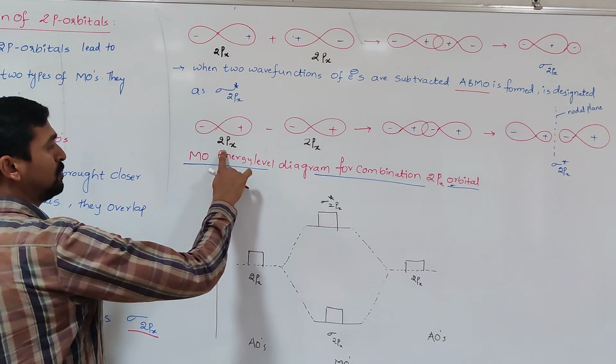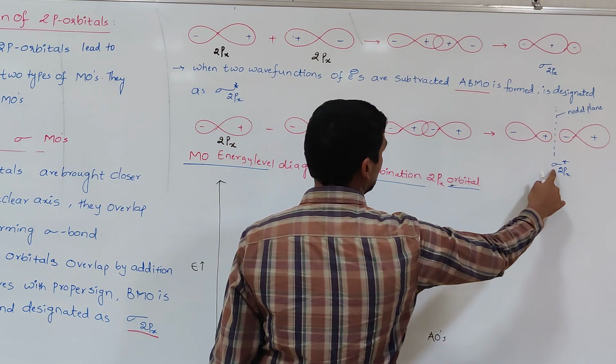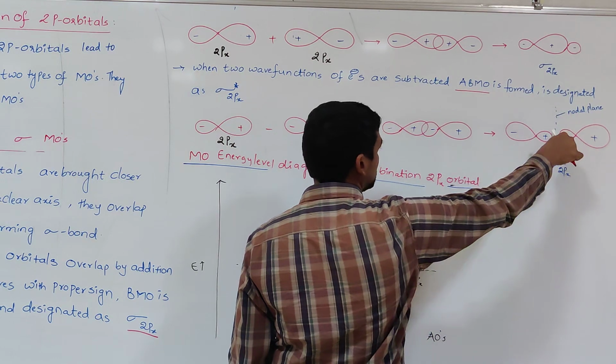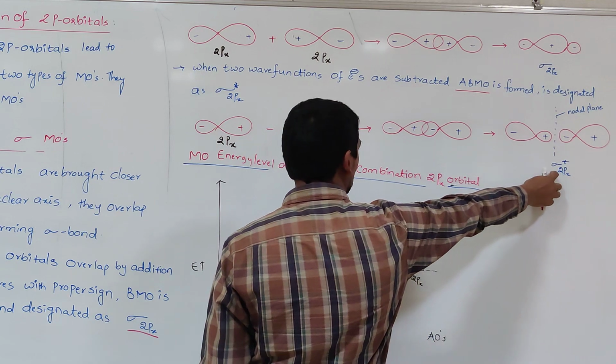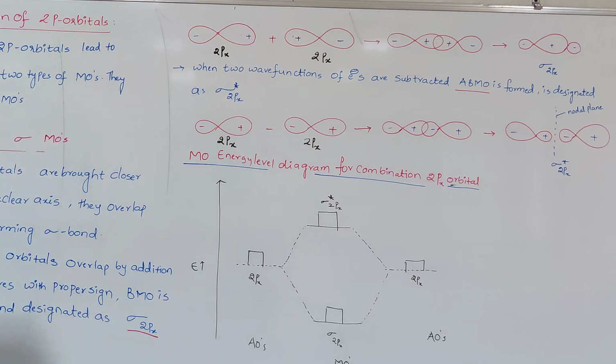Now here the 2px and 2px orbitals are subtracted, which results in the sigma star 2px. Between the lobes in this molecular orbital there is a nodal plane, that is, the probability of finding electron density is 0 in the anti-bonding molecular orbital. This dotted line represents the nodal plane. Whenever the 2px orbitals are combined, two molecular orbitals are formed: one is the bonding molecular orbital and the other is the anti-bonding molecular orbital. They are sigma 2px and sigma star 2px.